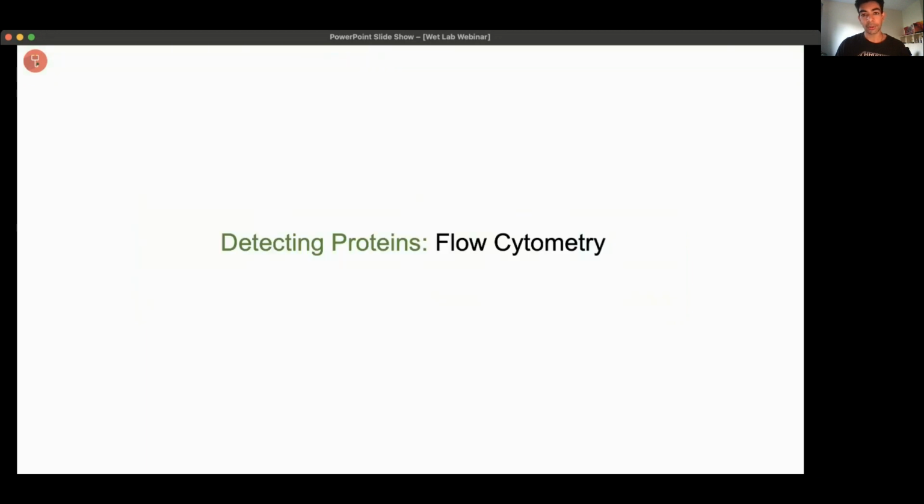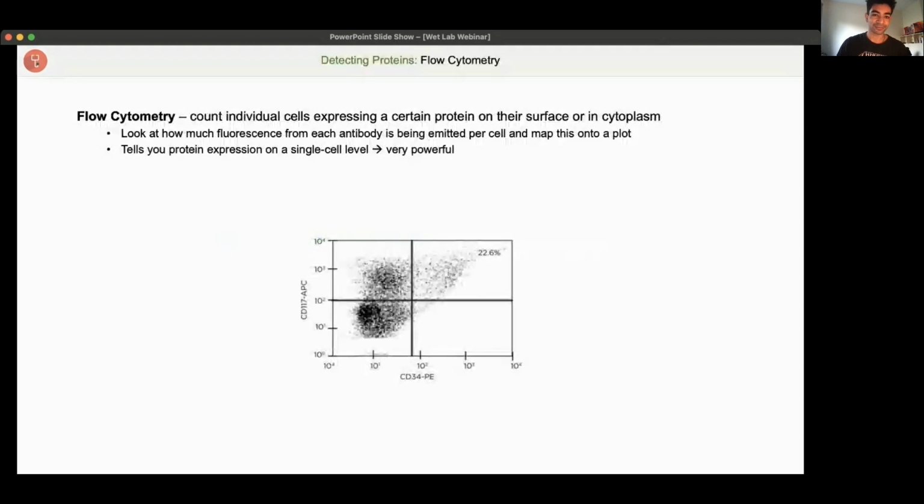There's one last method called flow cytometry, which some of you might be familiar with. It's a bit more common in clinical medicine because it's used. Well, let's talk about what it is first. It's a single cell method. So it looks at each individual cell. And depending on what you're looking for, you can use antibodies to bind on to different molecules on the surface of the cell or inside the cell.